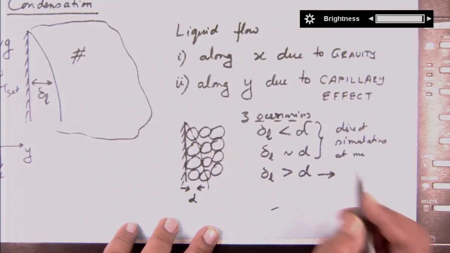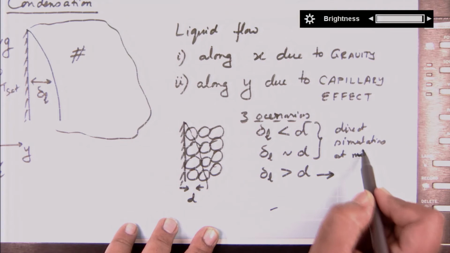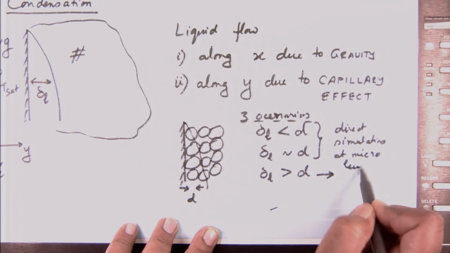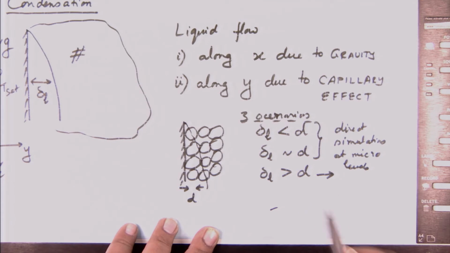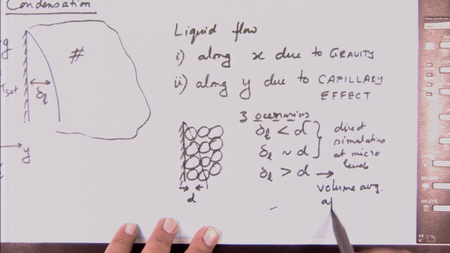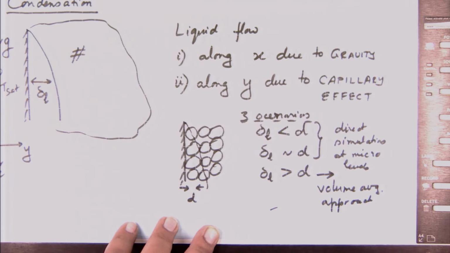At micro level. So, here we have to look at micro levels, but however, when delta L is much greater than d, we use what is known as the volume averaging approach. What it means is, I take the average properties of the porous medium and do my analysis based on that. It will be a little more clear when we talk about it.